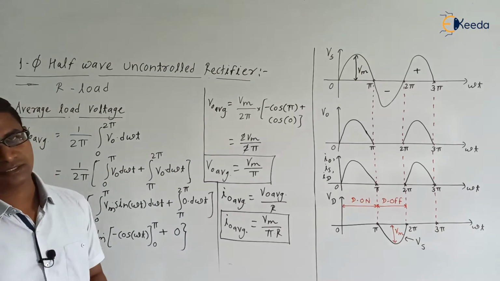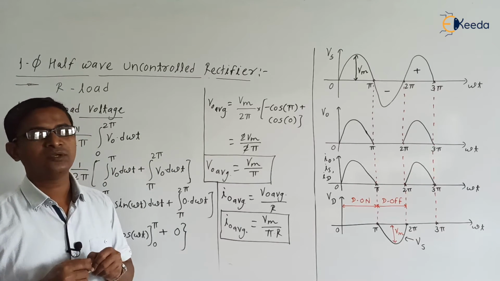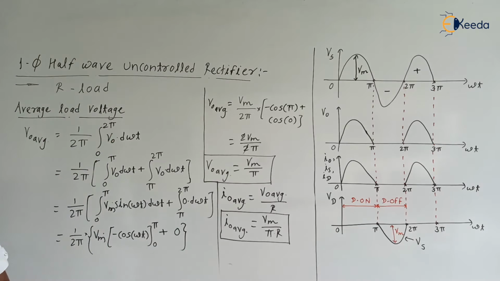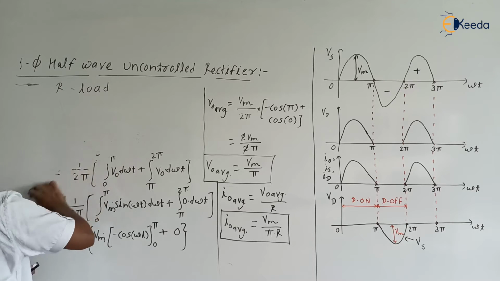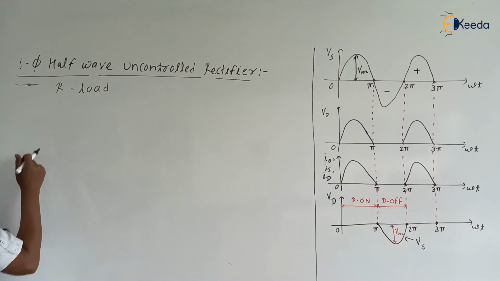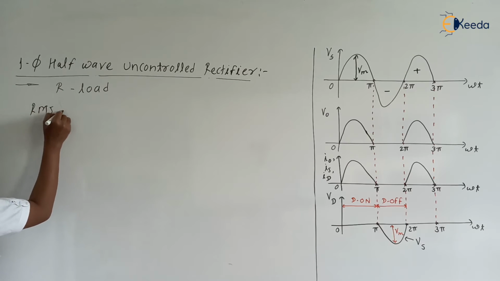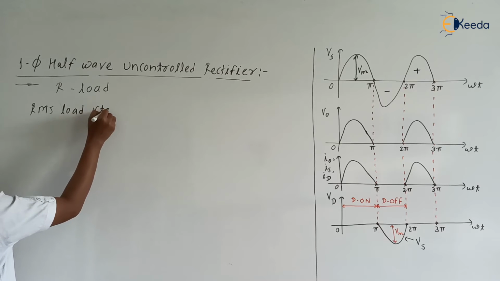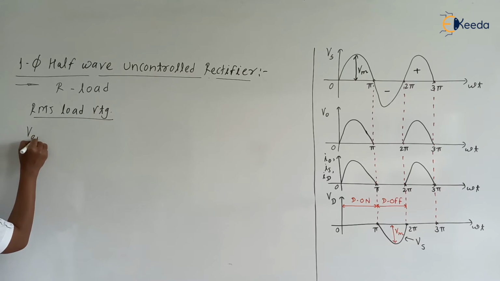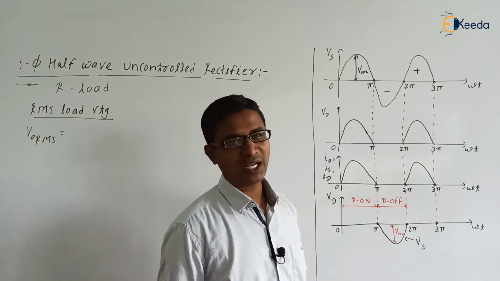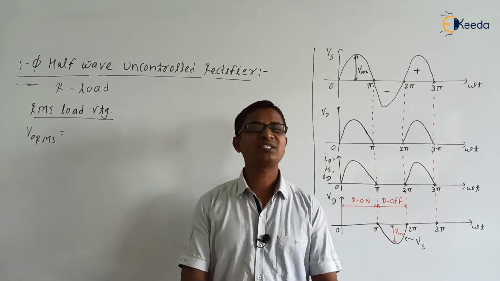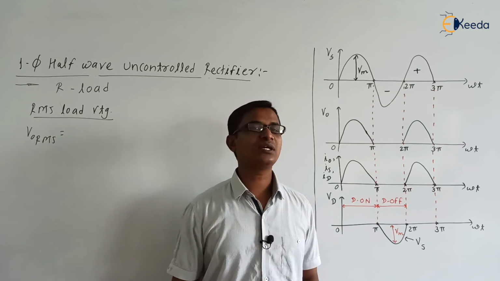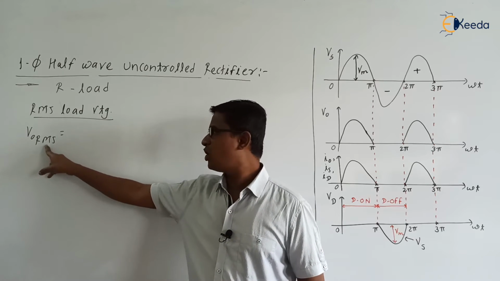Next, after this we are going to derive the expression for V0 rms, the RMS value of output voltage, or RMS load voltage. RMS stands for root mean square. Root means square root, mean means average of squared values. So it is the square root of the mean of the squared values.